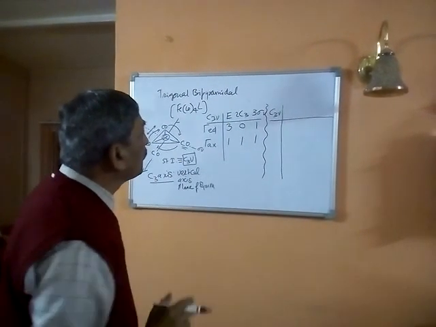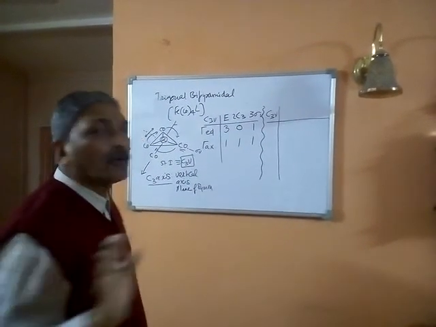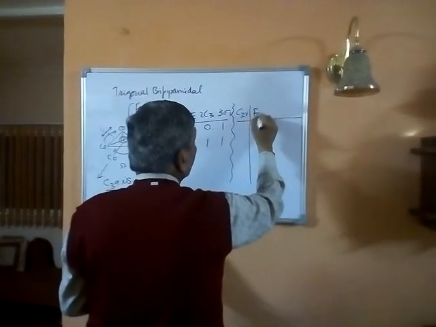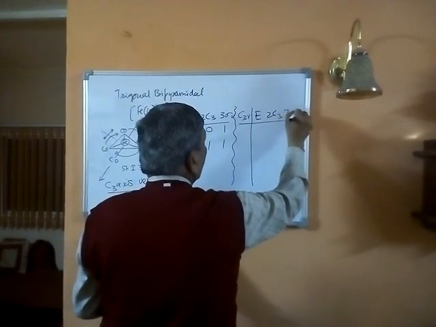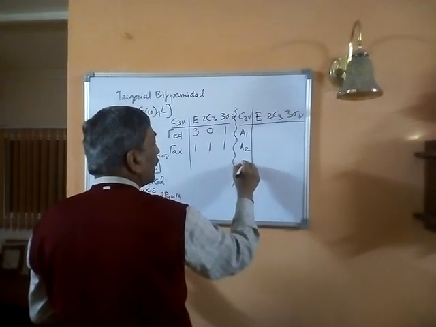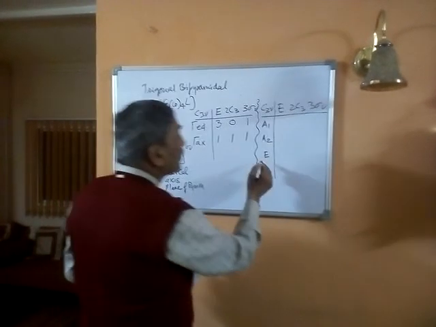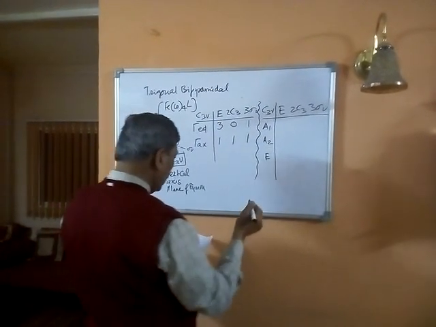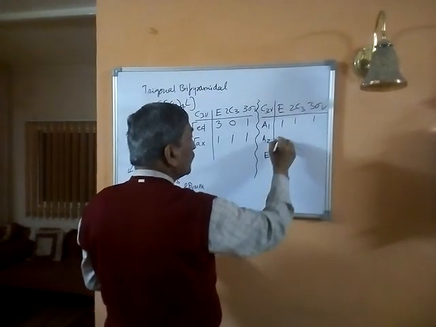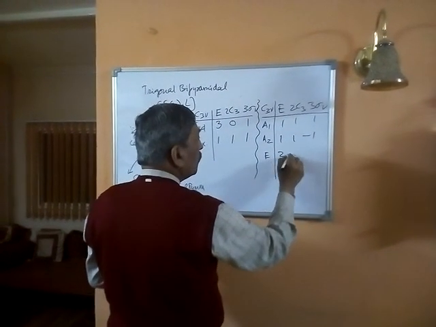Now, let us write down the character table under the point group C3V. We have the following operations, and we have the representations A1, A2 and E. A1 and A2 are non-degenerate while E is a doubly degenerate representation. The characters associated are 1, 1, 1 for A1; 1, 1, minus 1 for A2; and 2, minus 1, 0 for E.